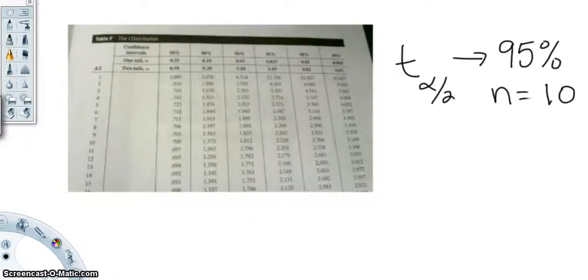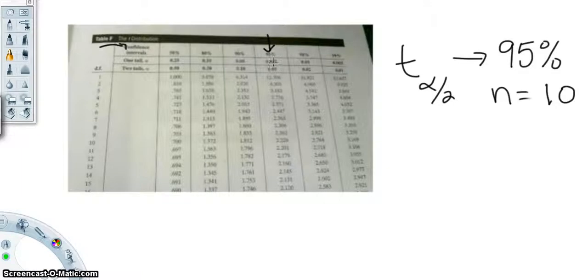So here's a picture of the t-distribution table that's found in your book. If we're looking for t sub alpha over 2 of 95% confidence with a sample size of 10, what we need to look up is on top, it says confidence interval, which is here. I know it's a little bit blurry. My phone doesn't take really good pictures, and I couldn't find a good one online. So we're looking for the confidence interval of 95%, which is this column here.